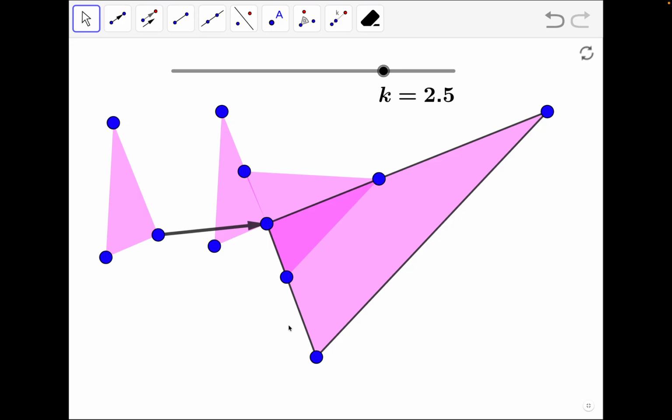So every side of the big triangle is 2.5 times the size of the original triangle right here. And hence, we have just proven that this triangle is similar to the big triangle as shown right here.